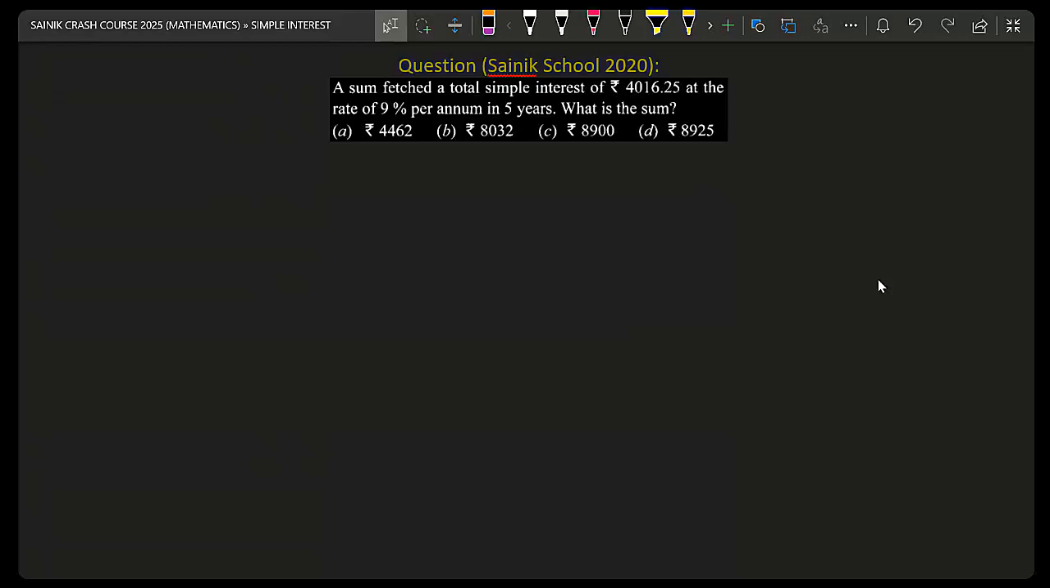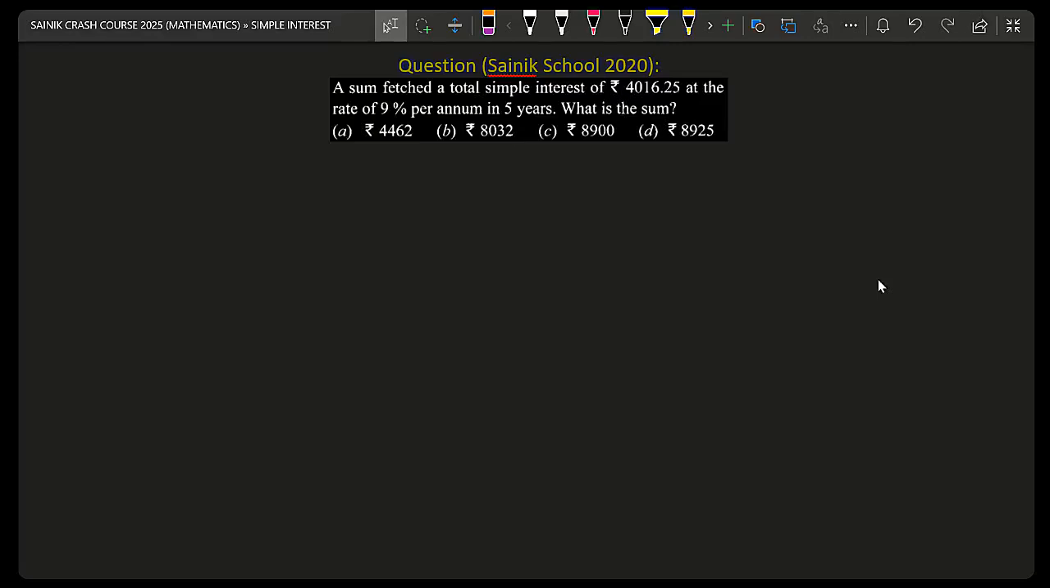A sum fetched a total simple interest of 4016 rupees 25 paise at the rate of 9% per annum in 5 years. What is the sum?